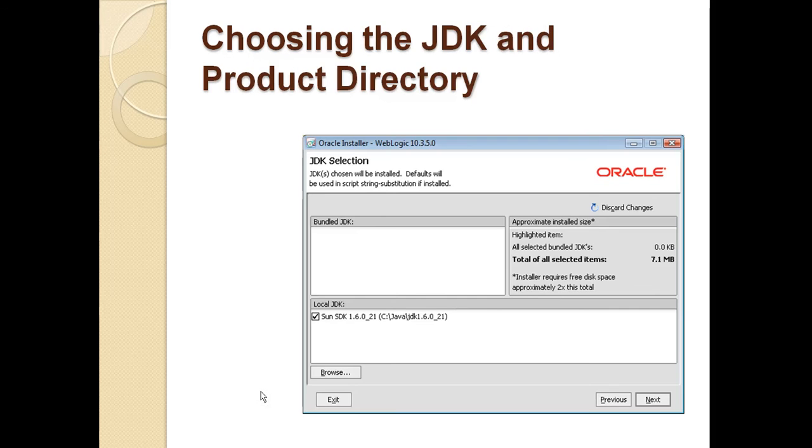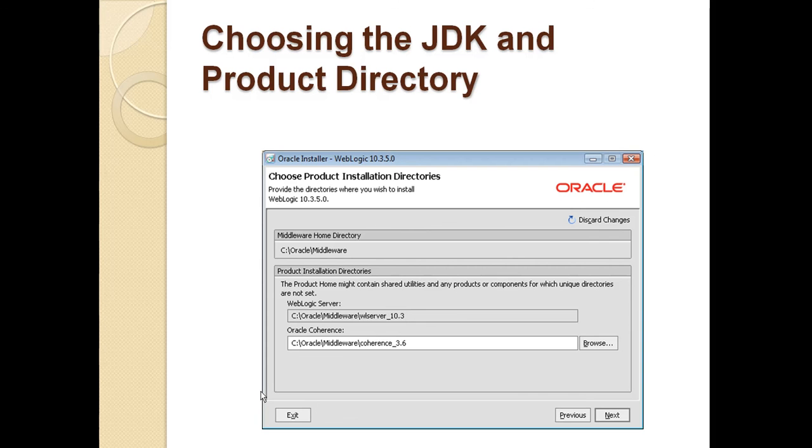This is another page where you have to give the JDK. If you are using an exe file for Windows, you will get a bundled JDK, and if you are using a jar file, a generic installer, then you have to give a local JDK, which you specify in the location by browsing to it. Then this is your middleware home, where your WebLogic server will be installed. This is the most important folder which will be created after we install WebLogic.